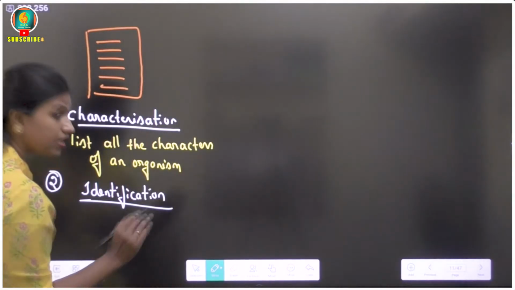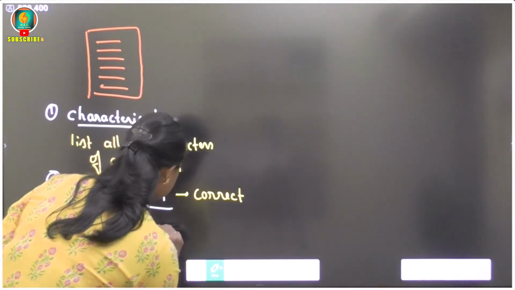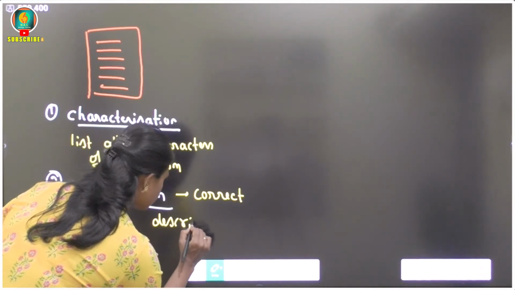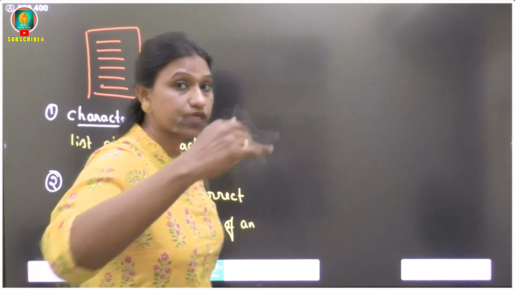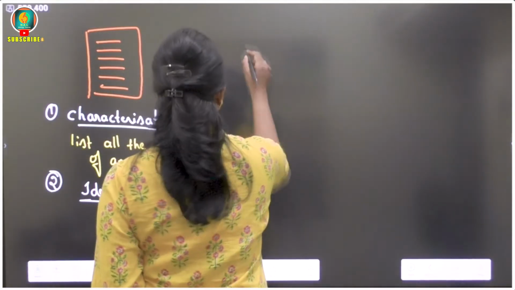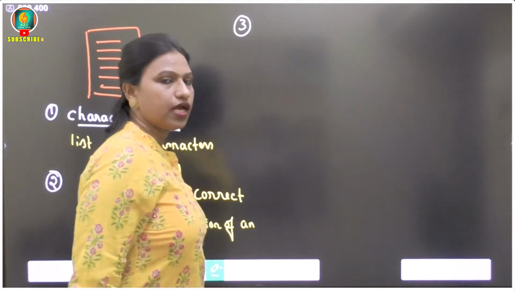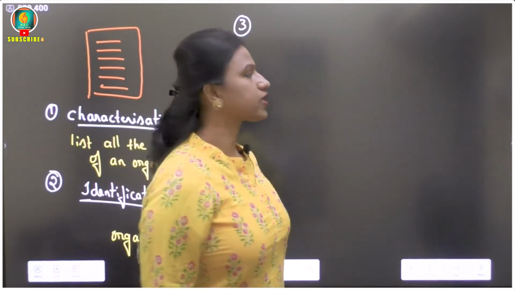What is identification? Describing an organism correctly. Correct description of an organism. So you have to write down these steps in this order itself. Okay, it is very important. And later, after identification, now he came to know that yes, now I got it. It belongs to the kingdom Animalia.